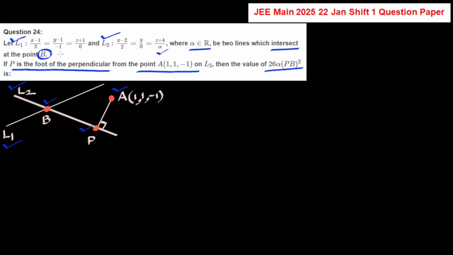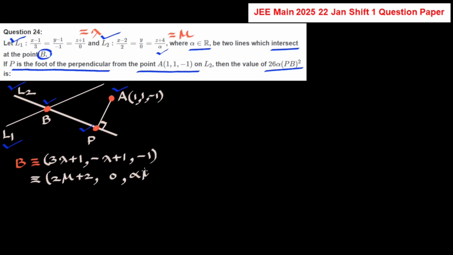Let each ratio in the equation of line L1 be lambda and each ratio in the equation of line L2 be mu, and since L1 and L2 intersect at B, the coordinates of B will be of the type 3 lambda plus 1, minus lambda plus 1, minus 1. They are also of the type 2 mu plus 2, 0, and alpha mu minus 4.